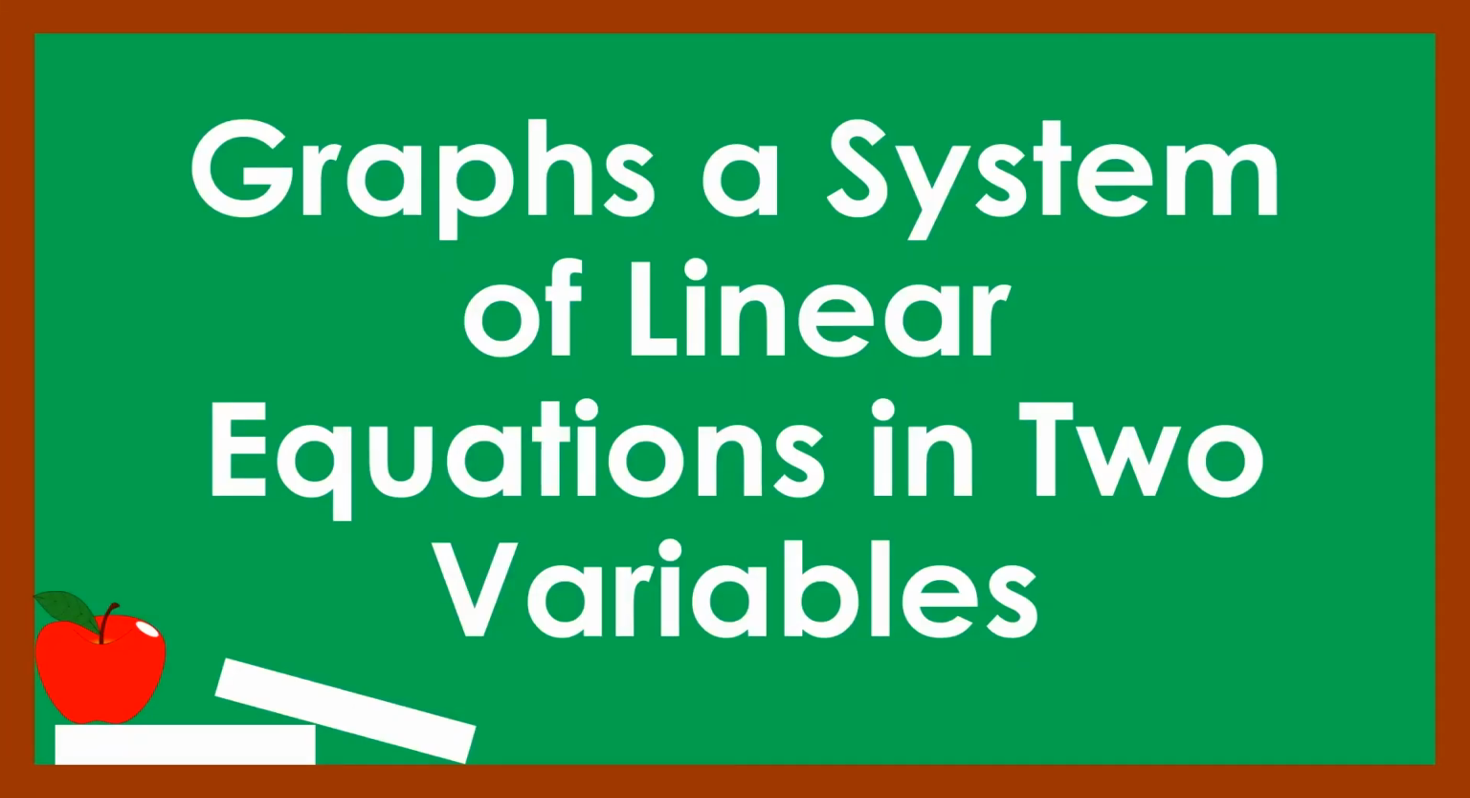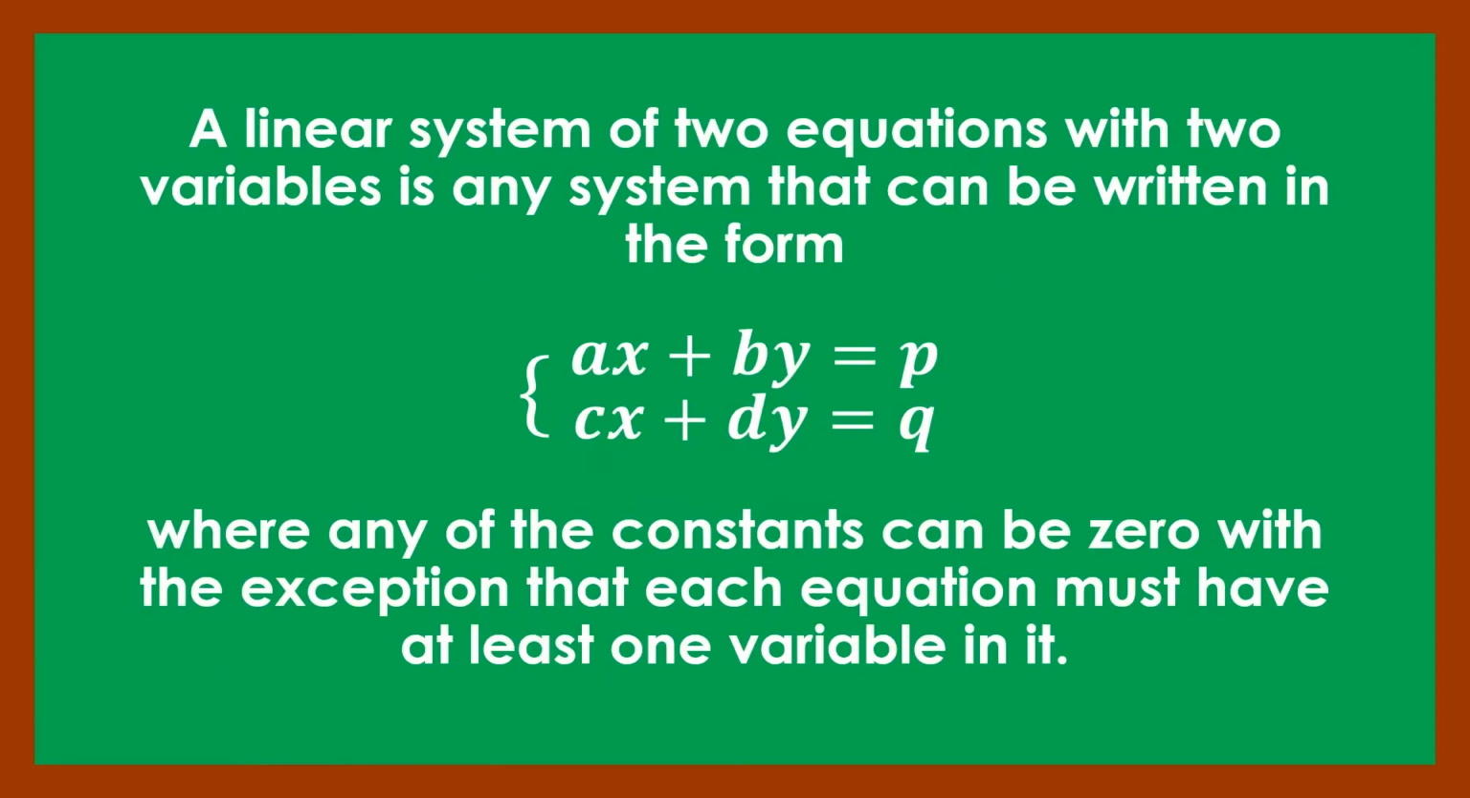Today we're going to talk about graphing a system of linear equations in two variables. Just a recap, a linear system of two equations with two variables is any system that can be written in the form ax plus by is equal to p, cx plus dy is equal to q, where any of the constants can be zero, with the exemption that each equation must have at least one variable in it.